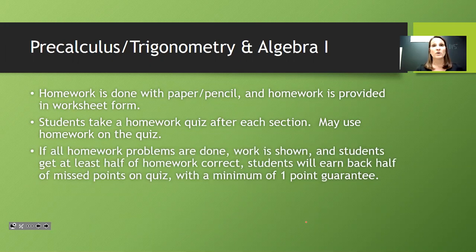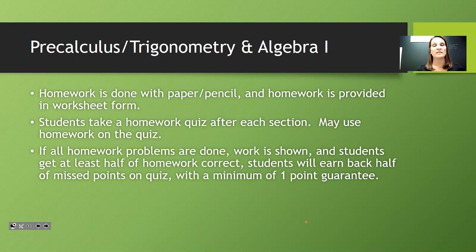If they complete all of the homework assignment problems and they show their work and get at least half of the homework questions correct, they will actually earn half back of the points that they miss on the quiz. So if they miss 4 points on the quiz, but the homework is 100% complete, instead of missing 4 points, they will only miss 2 points.